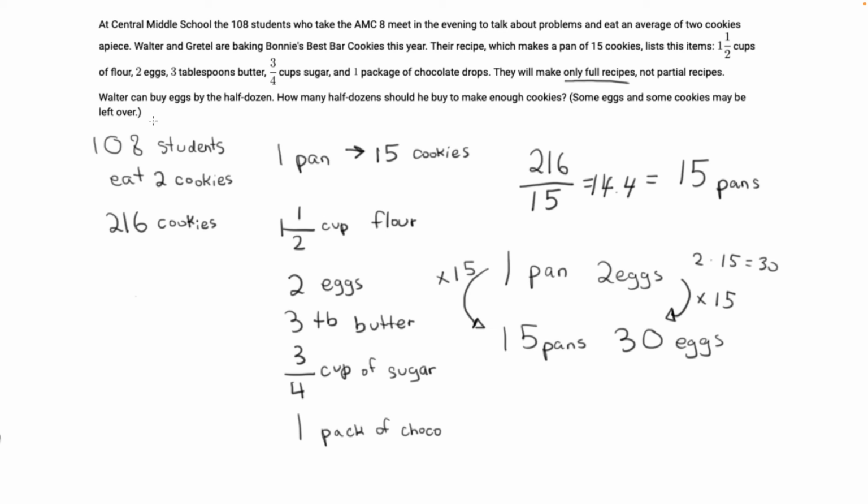And then it says Walter can buy eggs by the half dozen, so he can only buy 6 eggs at a time. So it's 30 eggs divided by 6. So he needs 5 half dozen eggs. And 5 is the answer.